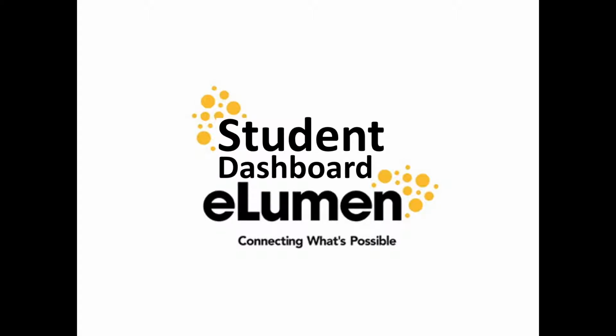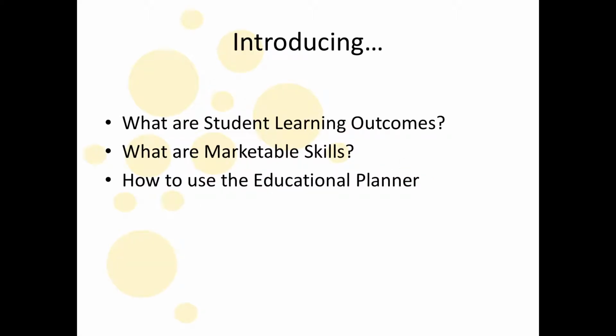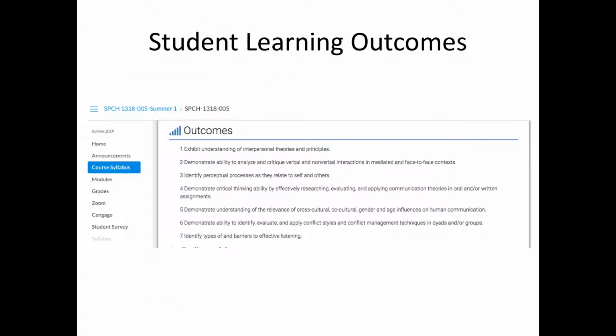We're back. Now that you know how to register for Illumin, Julie and I want to tell you a little bit more about how you can keep track of your student learning outcomes. We're also going to tell you about what marketable skills are and then how to use the educational planner in Illumin to keep track of those outcomes.